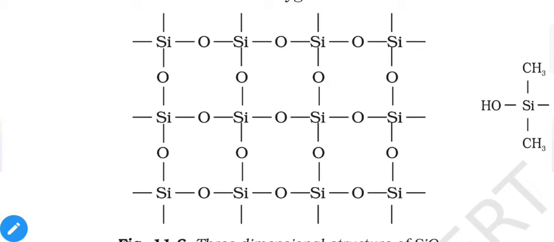Silicon dioxide is a covalent compound and one silicon atom is attached to four oxygens, and each oxygen is attached to two different silicons. So if we take the average, we get two oxygens for one silicon. Because of that it is referred to as SiO2, but actually it is a three-dimensional network solid.